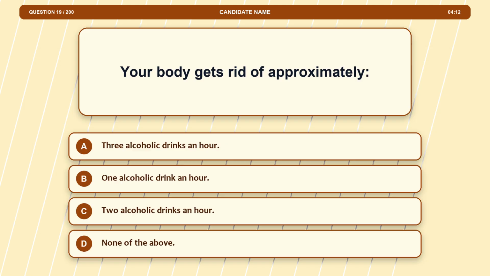Question 19. Your body gets rid of approximately: Option A, 3 alcoholic drinks an hour. Option B, 1 alcoholic drink an hour. Option C, 2 alcoholic drinks an hour. Option D, none of the above.